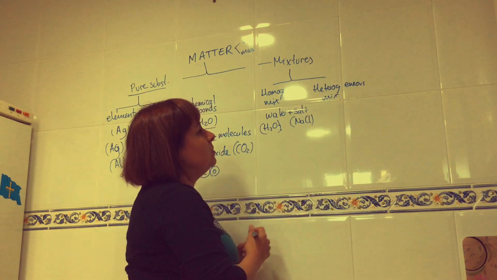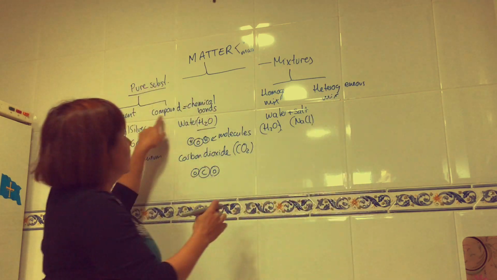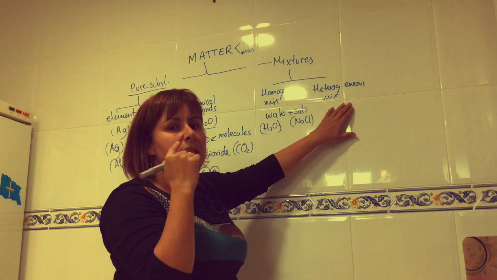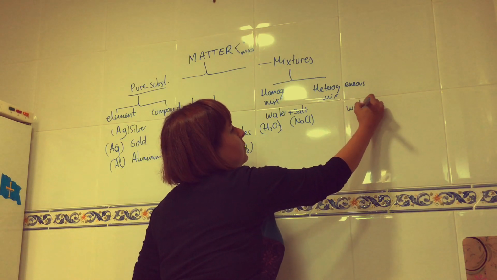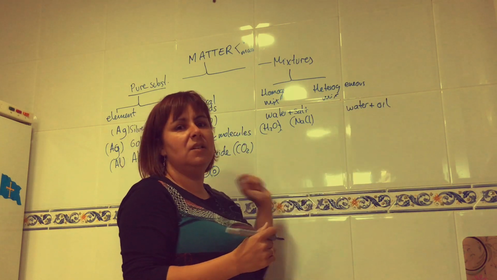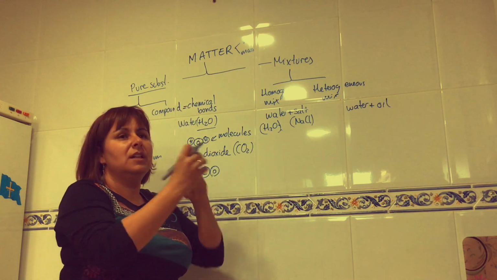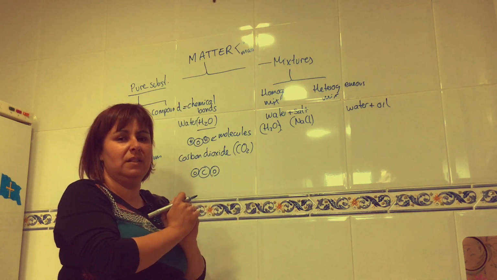In a heterogeneous mixture, the two elements or the two compounds or the amount of elements and compounds, you can see the different substances. Like for example, if we put water and oil, this is a compound, this is another one, and the two of them do not get together, so you can always see the water and the oil in different parts.